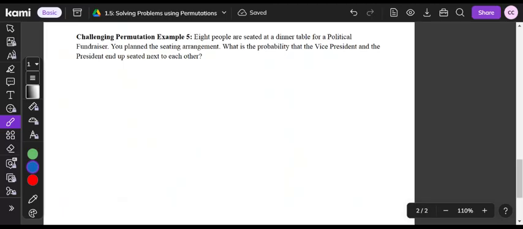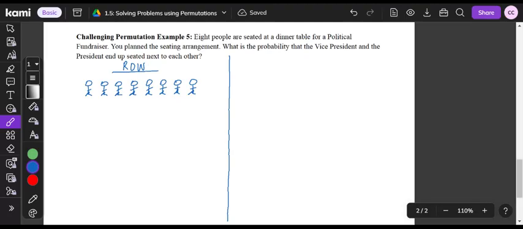The answer to this question depends on whether or not the people are sitting in a circle or sitting in a row. It's not specified here, so I'm actually going to show you both ways. We'll do a row first because it's easier. You have 8 people.